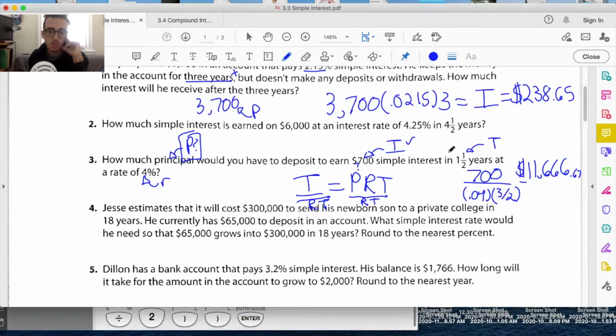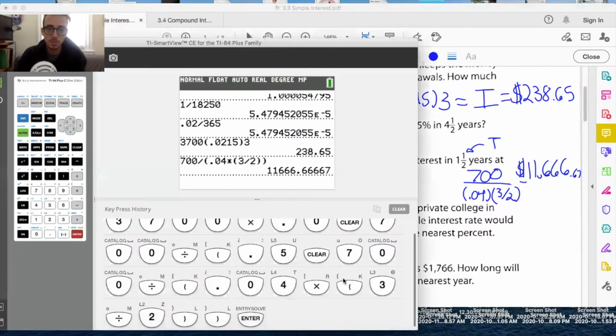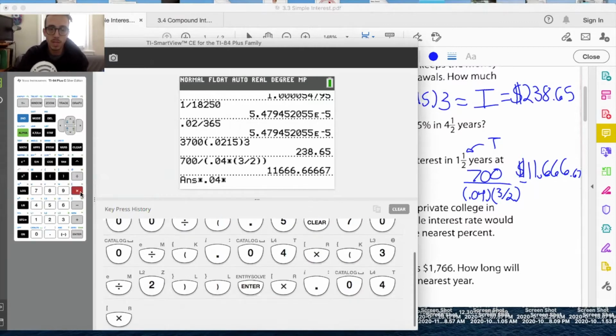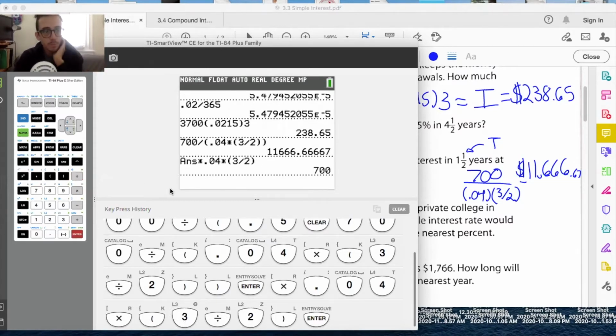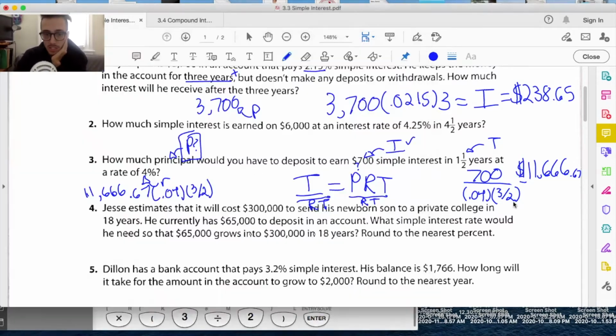Does that sound about right? Well, let's see. We could check our work. If we did 11,666.67, if we multiplied it by 0.04 and then 3/2. Let's just ponder this just so that we check our work. So if we multiply this with 0.04, multiply that with parentheses 3/2, 700, boom, there you go. It's definitely going to work.